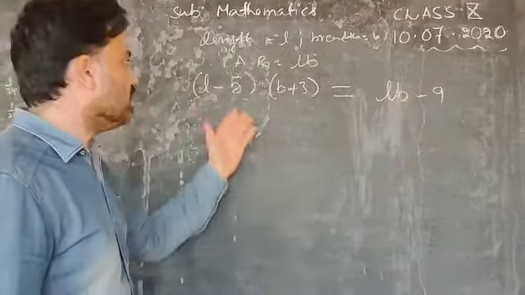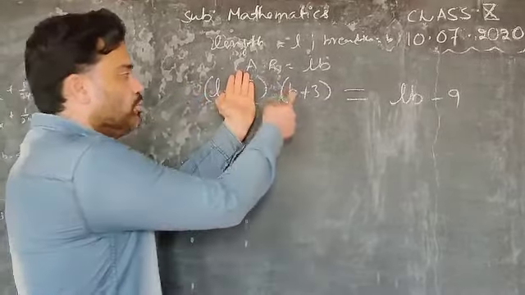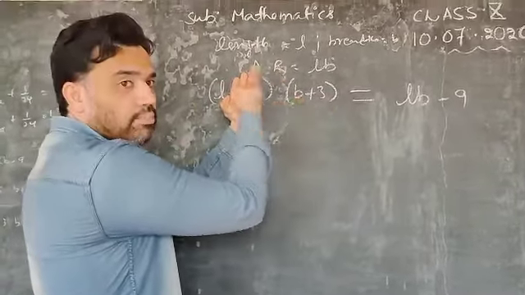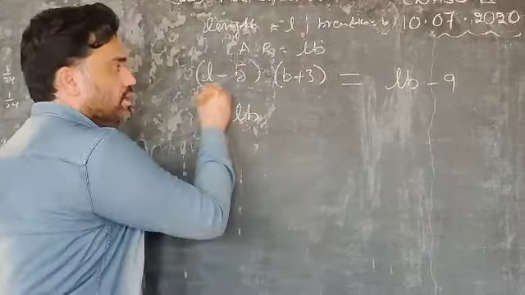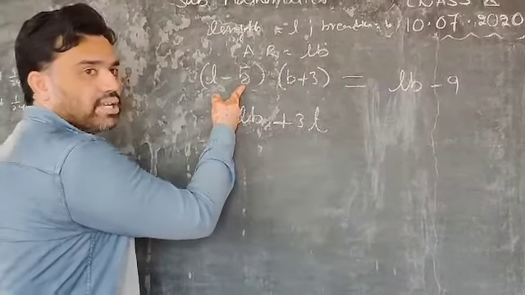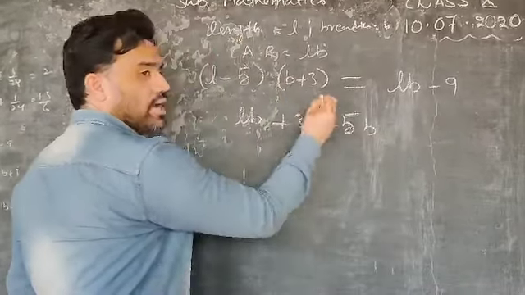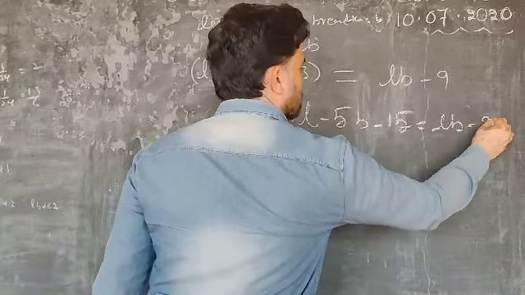So now multiply this. L into B, LB. L into 3, 3L. Next multiply by minus 5. Minus 5 into B, minus 5B. Minus 5 into 3, minus 15. That is equal to LB minus 9.